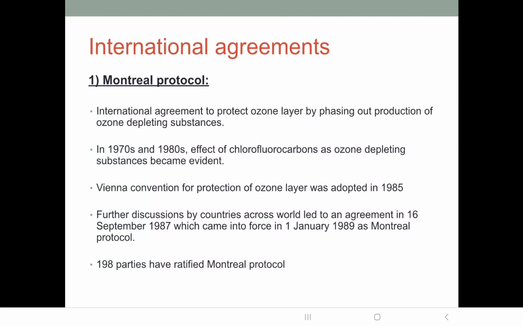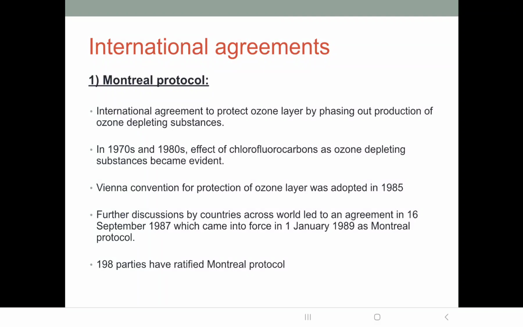Having discussed the environmental laws present in India, the next topic in this unit is international agreements. The first international agreement that we are going to discuss is the Montreal Protocol. Montreal, this place is in Canada, and this protocol is on the substances that deplete the ozone layer.